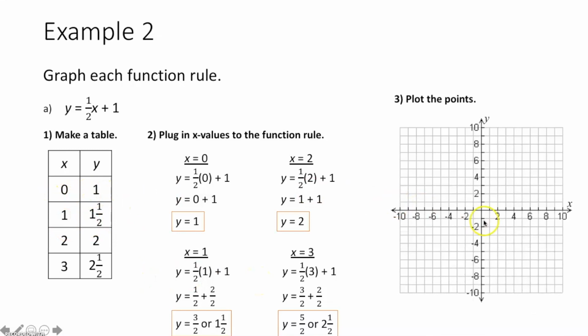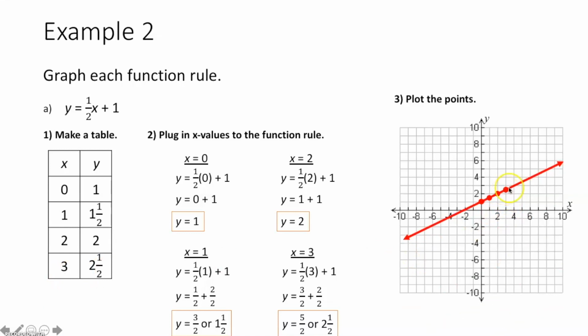0, 1. I go over 0 on my x-axis, up 1 on my y-axis, put a point. 1, 1.5. I go over 1 on my x-axis, up 1.5, put a point. 2, 2. I go over 2 on my x-axis, up 2 on my y-axis, put a point. And then 3, 2.5. I go over 3 on my x-axis, up 2.5, and I put a point.